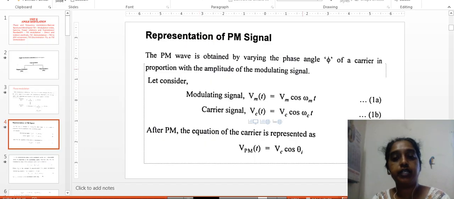So the phase variation angle is represented by phi of the carrier in proportion with the amplitude of the modulating signal. Let us consider the modulating signal Vm of t equal to Vm cos omega mt. The carrier signal is represented by Vc of t as Vc cos omega ct, and the phase modulated signal Pm of t is given by Vc cos theta i.